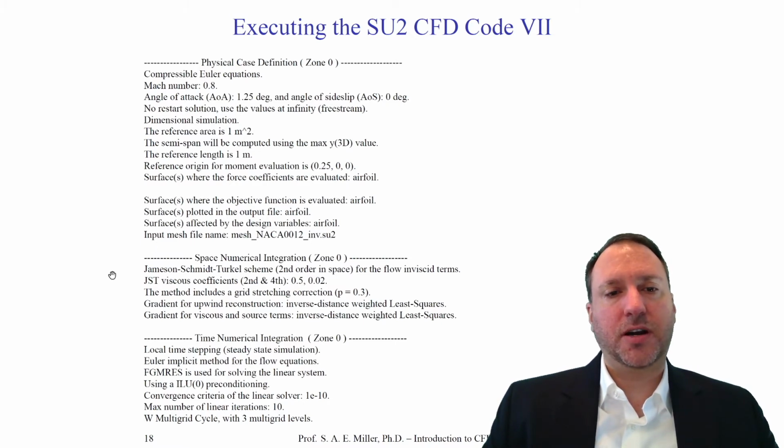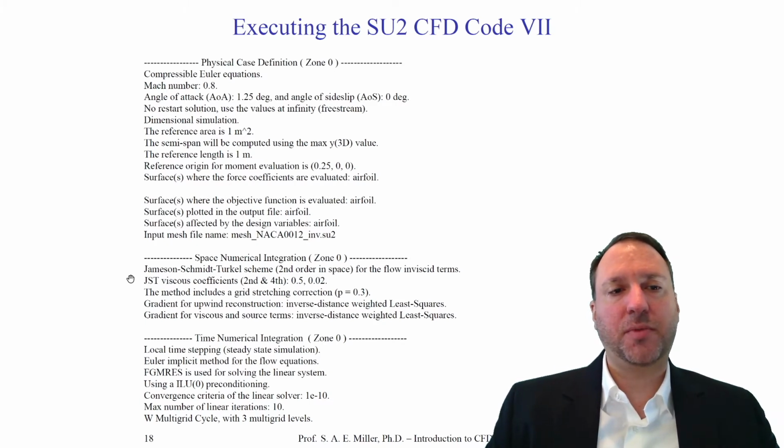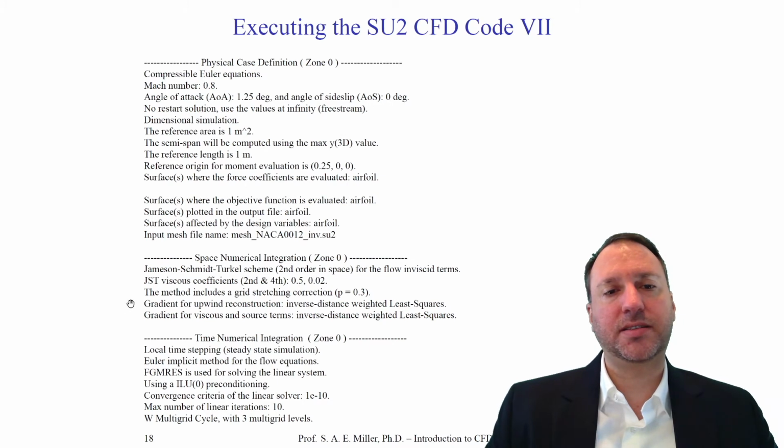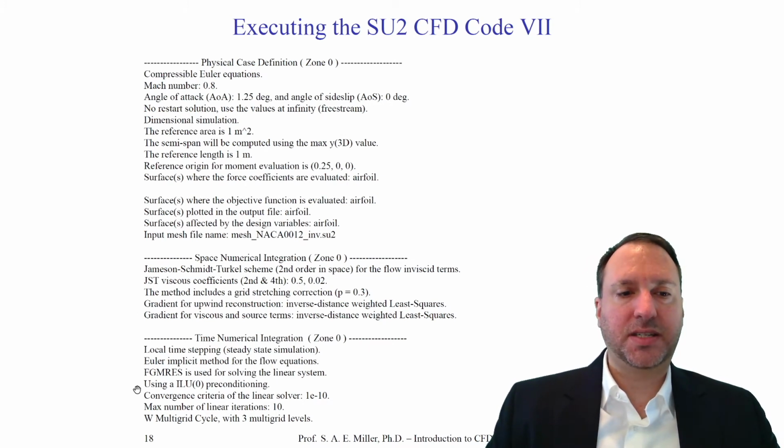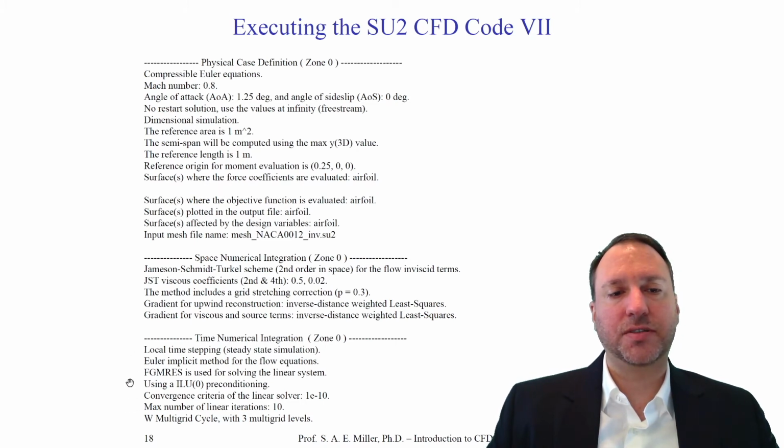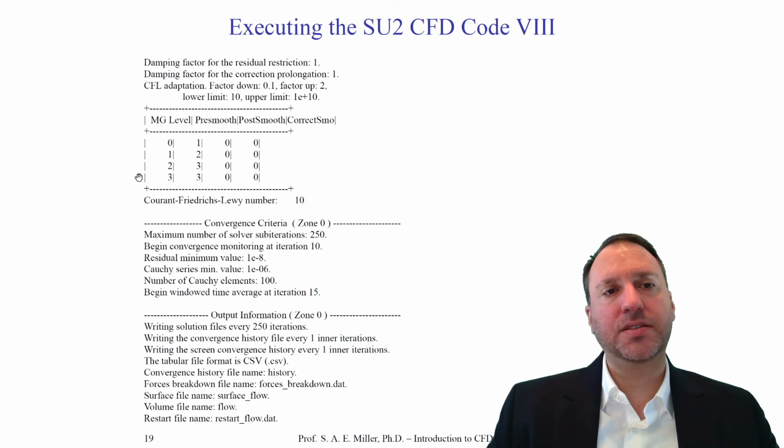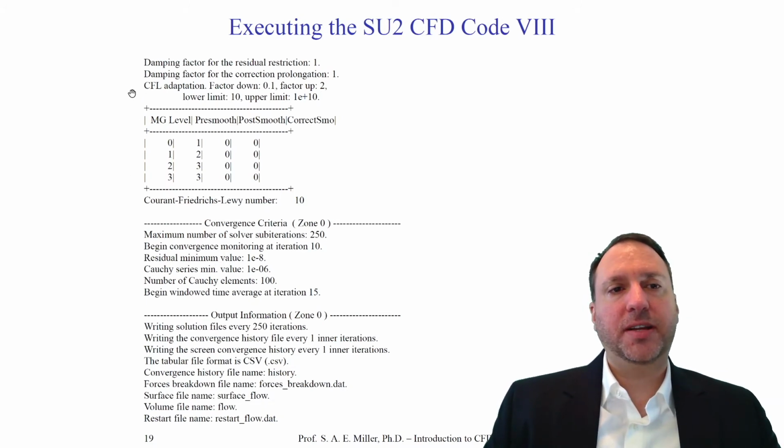Then, of course, we talk about the numerical integration technique. It's going to use the so-called Jameson-Schmidt-Turkel scheme. We'll talk about these numerical schemes later in the class. So this is the type of discretization and solver it's using. Then we talk about the type of time integration scheme it's using to solve the equations. So this is all derived from the input file. A CFL ramping technique is used. We'll talk about that in class.